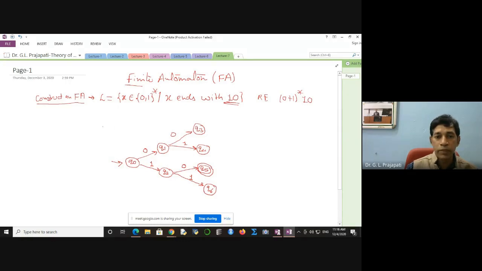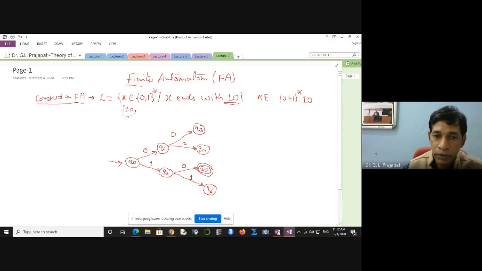And say somebody has given you only the string 10. So this is the valid string. For getting this valid string, your FA must go to the final state. So actually what we need is that the machine should start from the initial state. This is the initial state. And if the string is in the language, or the sentence is in the language, then the machine must go to the final state on taking the input sentence.